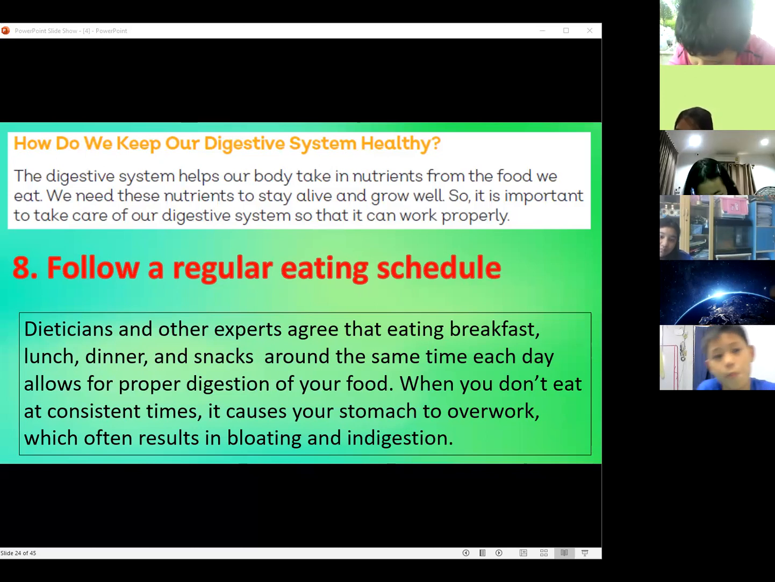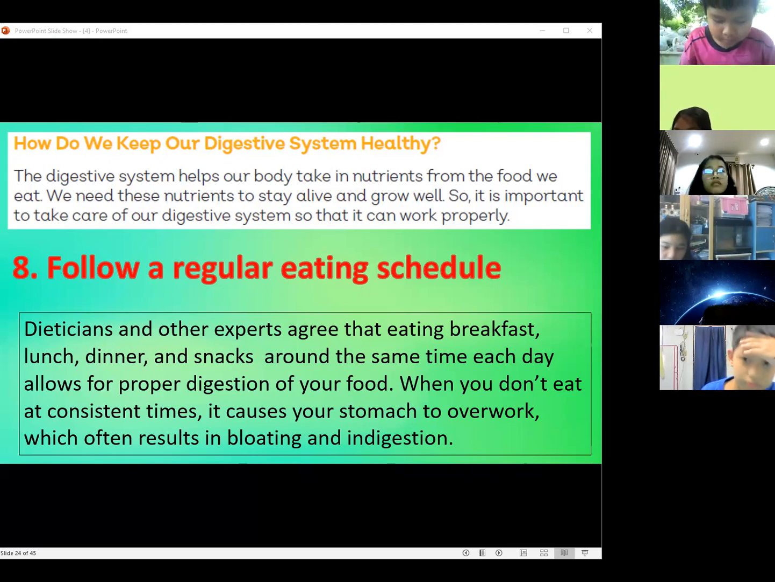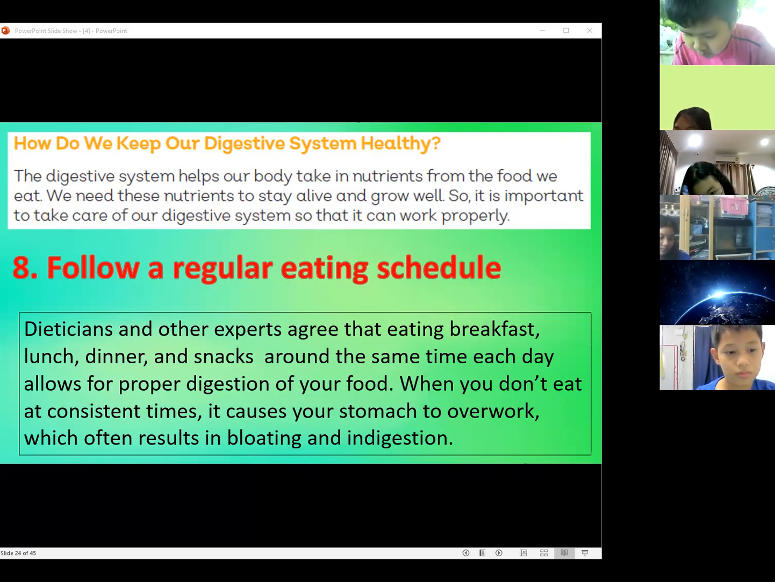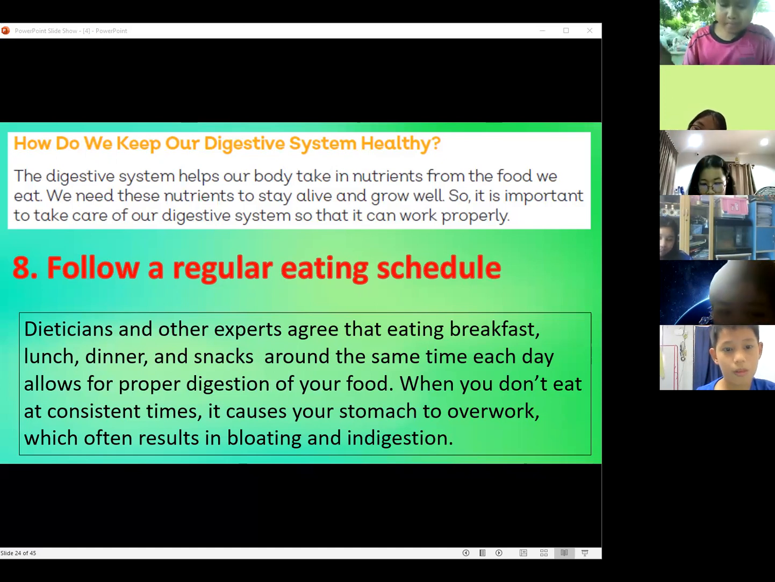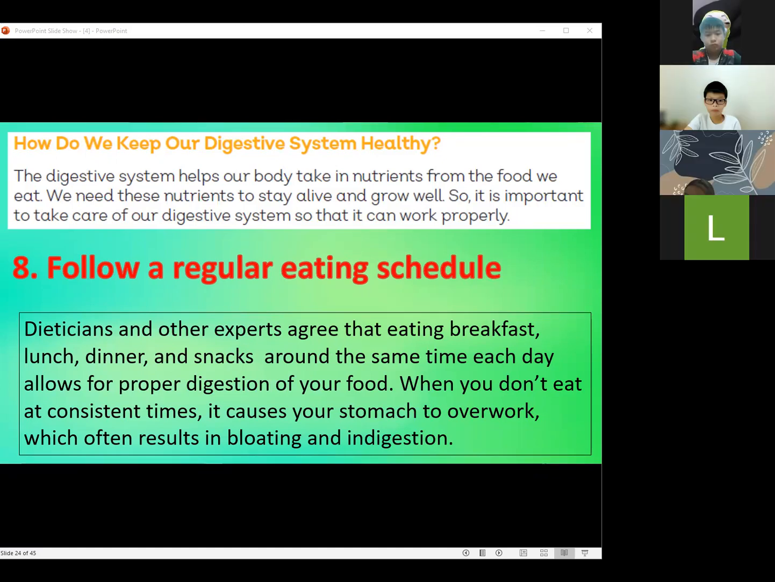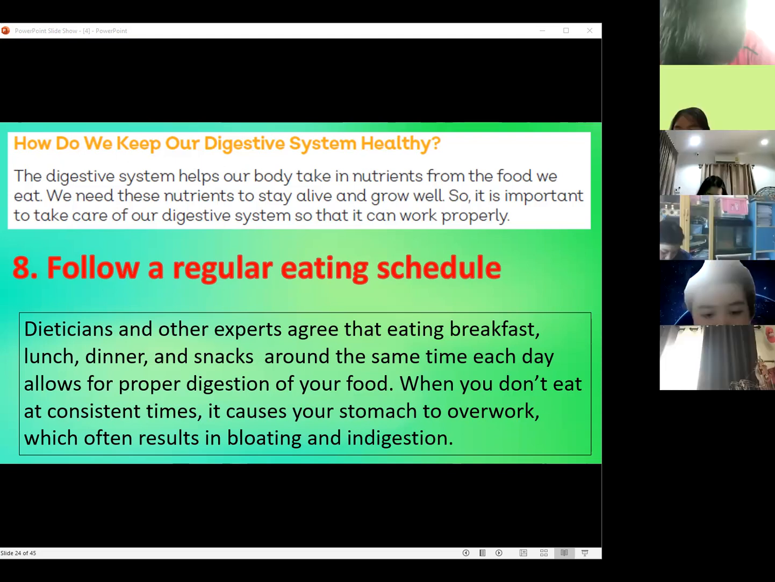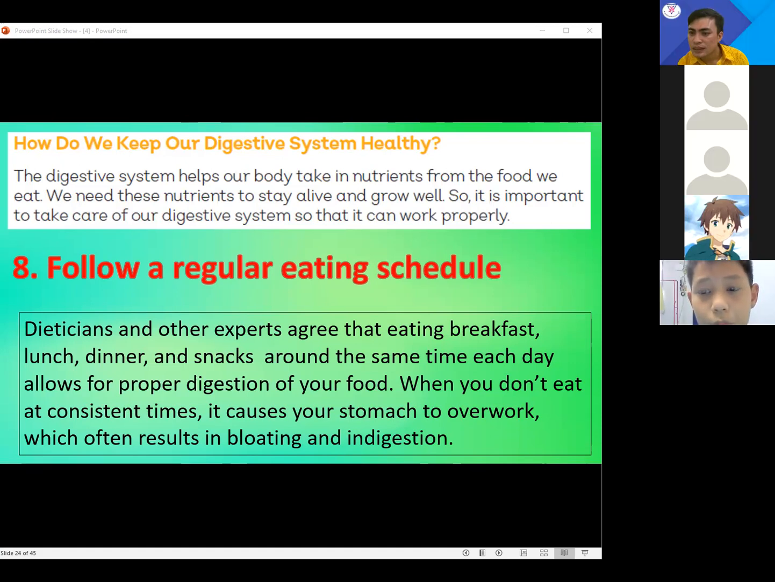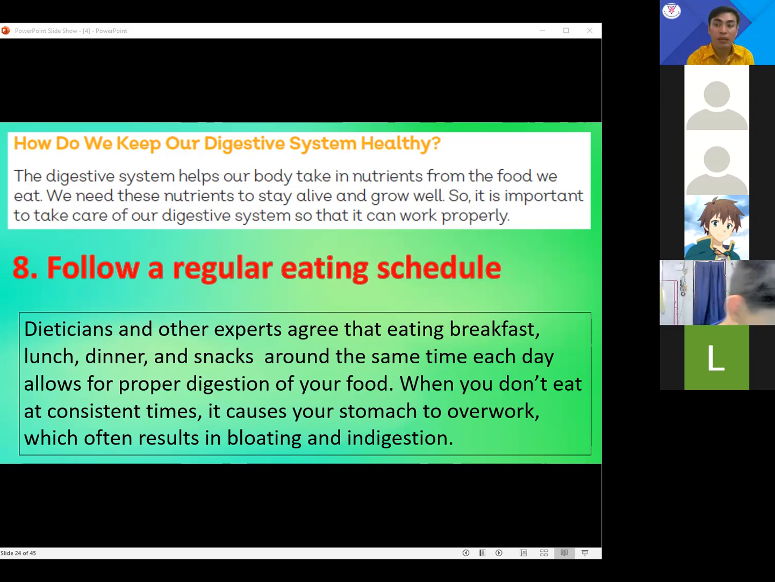What time do you eat breakfast? 8 o'clock. What about Parinya? What time do you eat lunch? Lunchtime, 12 o'clock. What about Lalada? What time do you eat dinner? Five o'clock. 17 o'clock. 17 means 5, yeah?